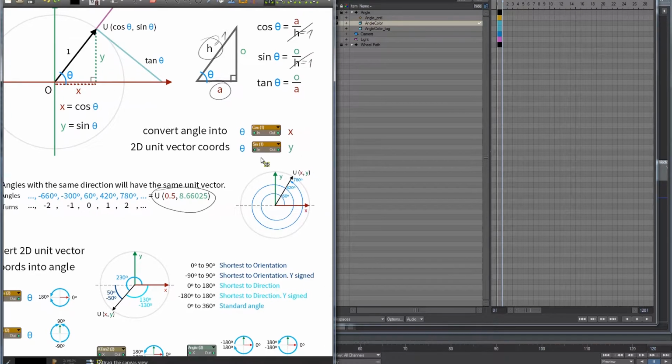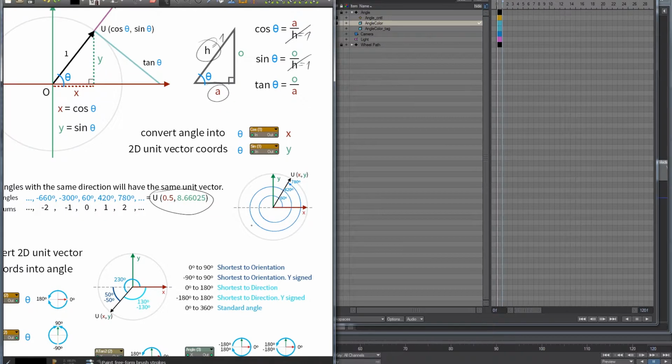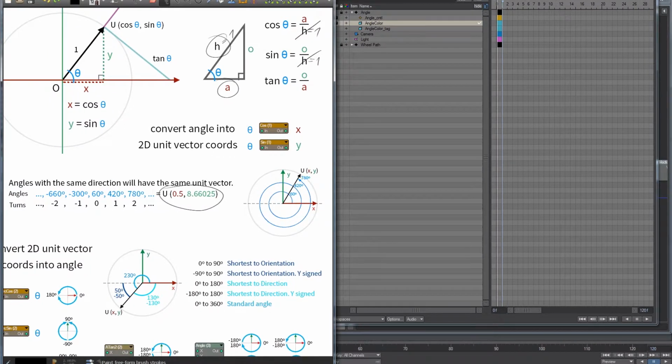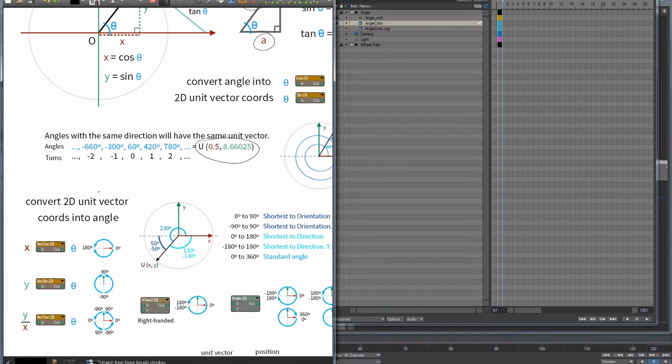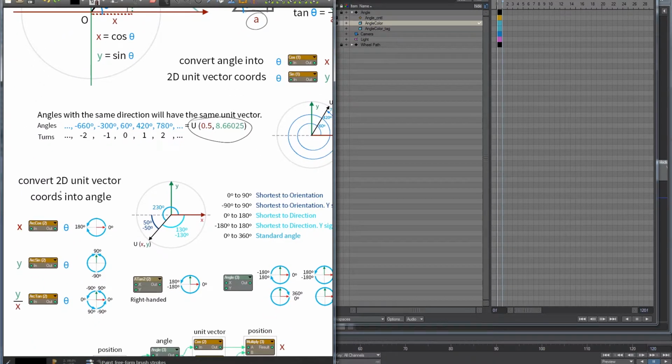So here I have an example where I have 60 degrees, 420, 780, and they all have the same unit vector. So this is something to keep in mind when going between coordinates and angles, is that this notion of turns is lost. Okay, so let's look into how to convert 2D unit vector coordinates back into angles.